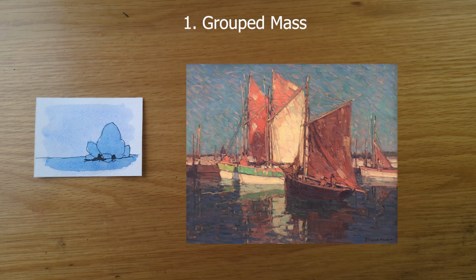So instead of having just one boat, he's actually grouped a collection of them together to form a grouped mass. This doesn't have to just be boats. You can group buildings together, you can group people together. But the idea behind this is if you group people together, it creates a sort of focal collection that our eye is naturally drawn to.